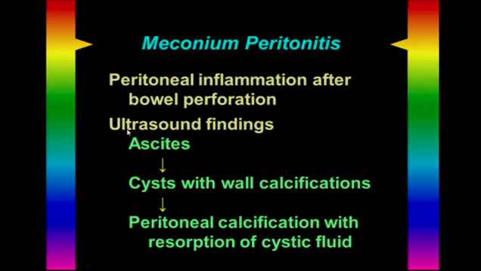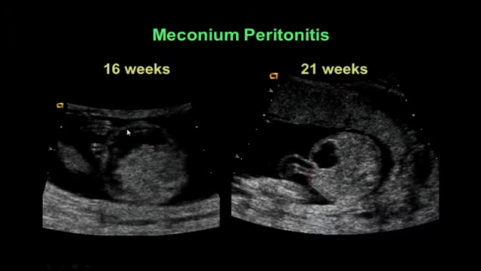But then the peritoneal cavity will wall off the fluid and form cysts that will have calcifications develop in the wall of the cyst. And eventually, the cystic fluid may be completely resorbed, leaving peritoneal calcifications scattered throughout the peritoneal cavity. So here's a fetus in whom we followed the progression of meconium peritonitis from 16 weeks to term.